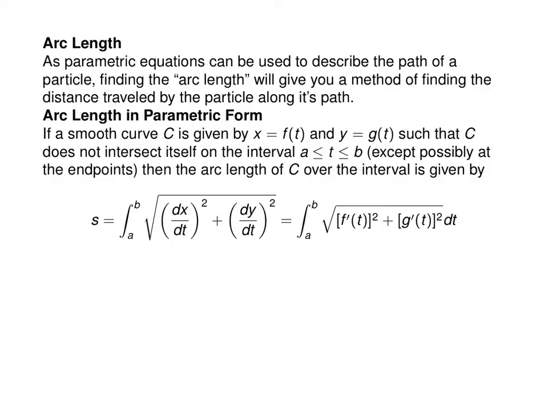As parametric equations can be used to describe the path of a particle, finding the arc length would give you a method of finding the distance traveled by a particle along its path. So here is the arc length formula in parametric form. The integral from a to b of the square root of dx dt squared plus dy dt squared, or the integral from a to b of the square root of f prime of t squared plus g prime of t squared dt. And notice that a and b in this case have to be bounds on t. And here is where that comes from.